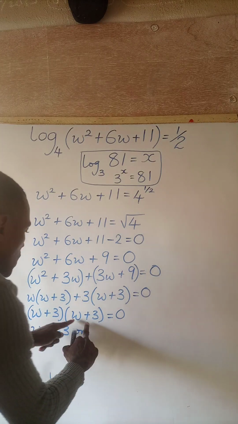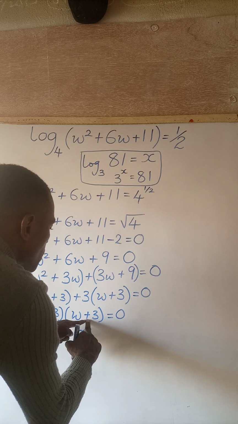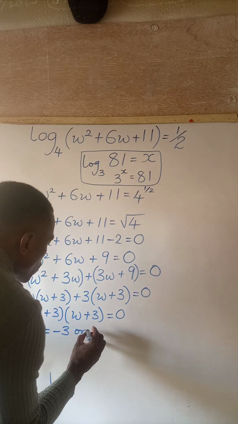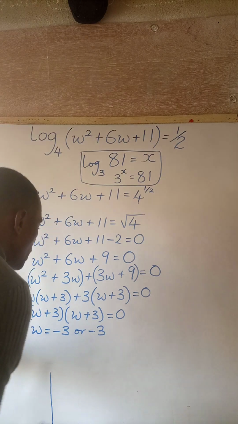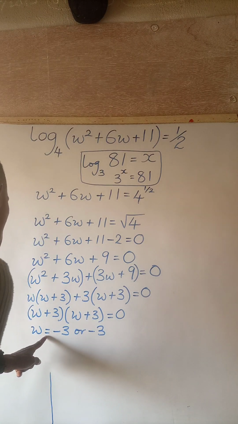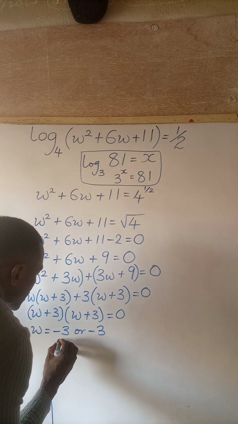Or when you do the same thing to this bracket, equating it to 0, and this plus 3 crosses the equality sign, the sign will change to minus. We now have minus 3, meaning that w is equal to minus 3 twice.